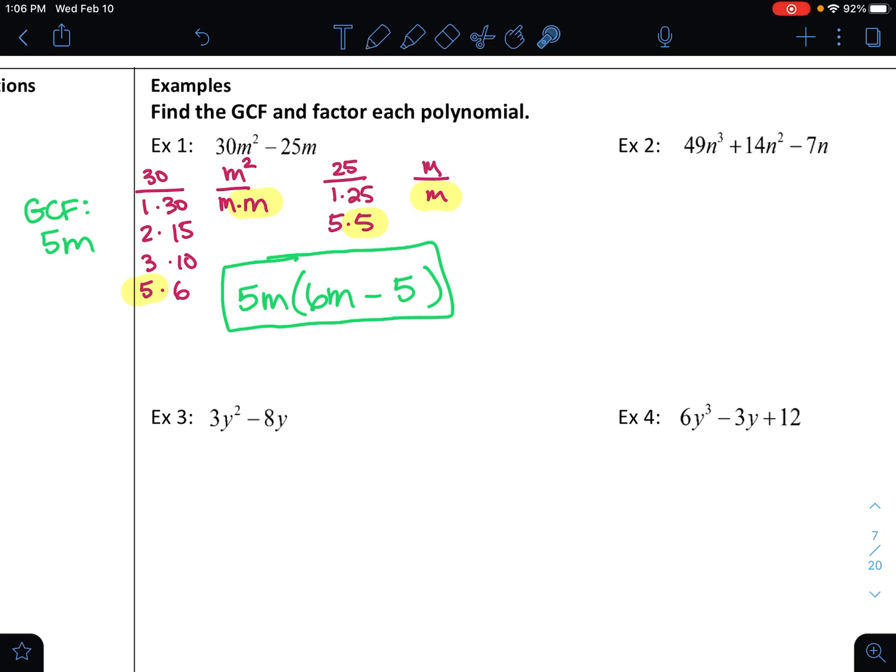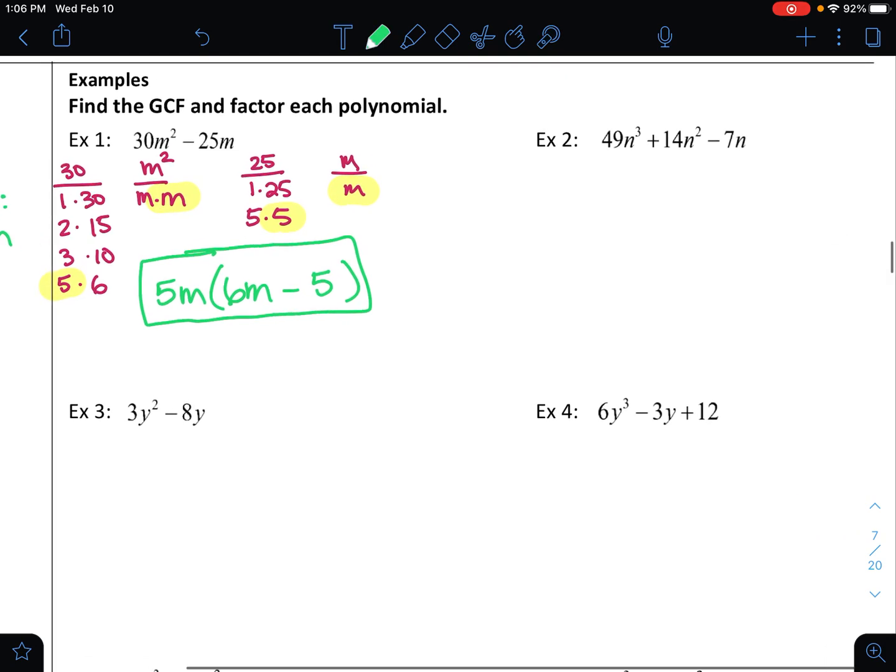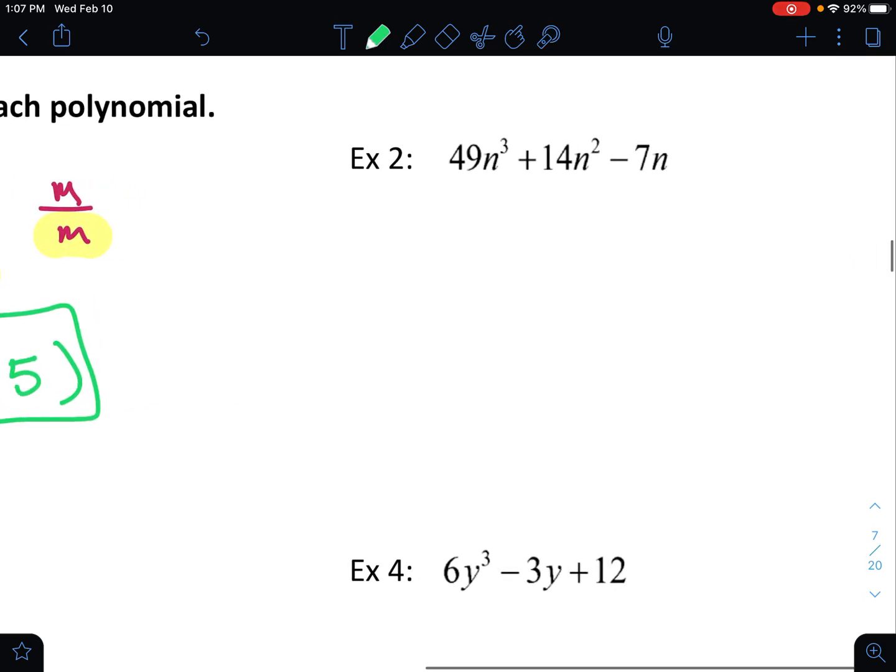So I'm going to do a couple more examples where I write all of this out. Eventually you're going to get to the point where you're just going to think through the values and then kind of make a decision on what the GCF is. All right, so I'm going to make my list here. Okay, 49, I have 1 and 49, and then 7 and 7 are really the only other factors.